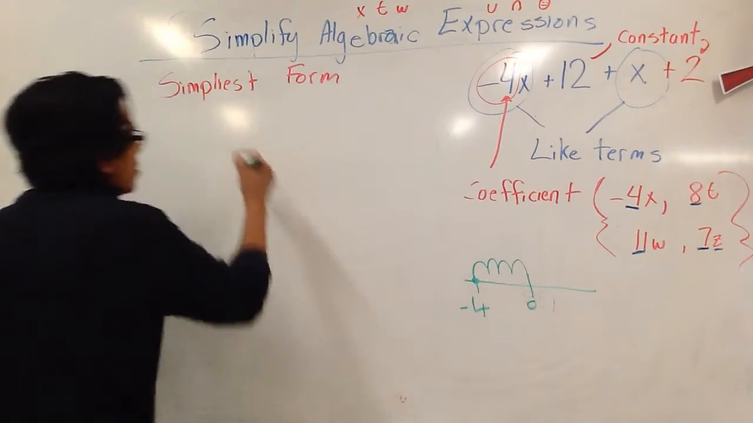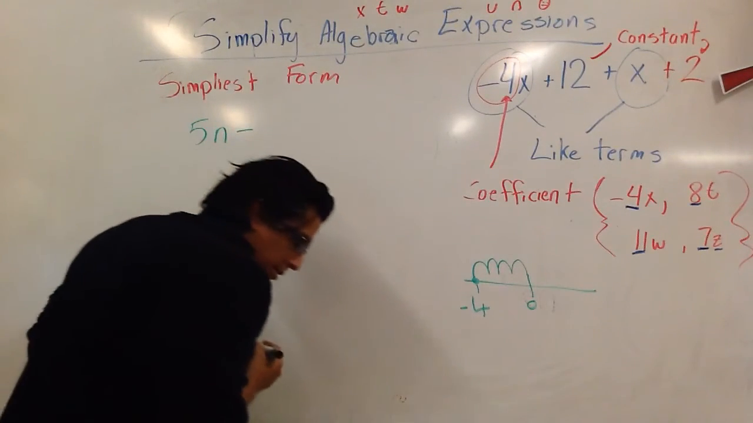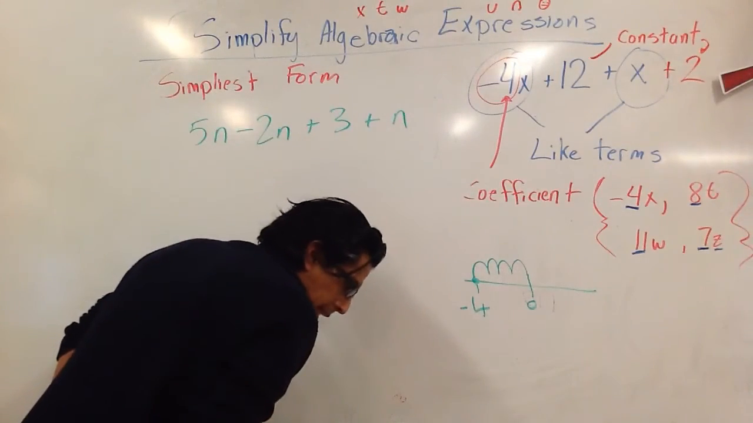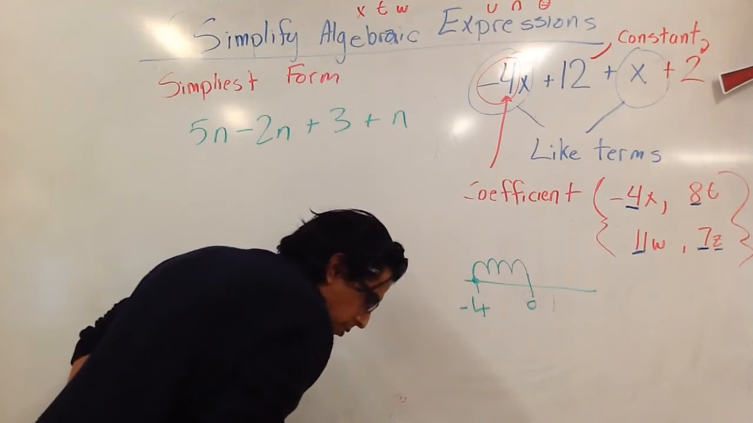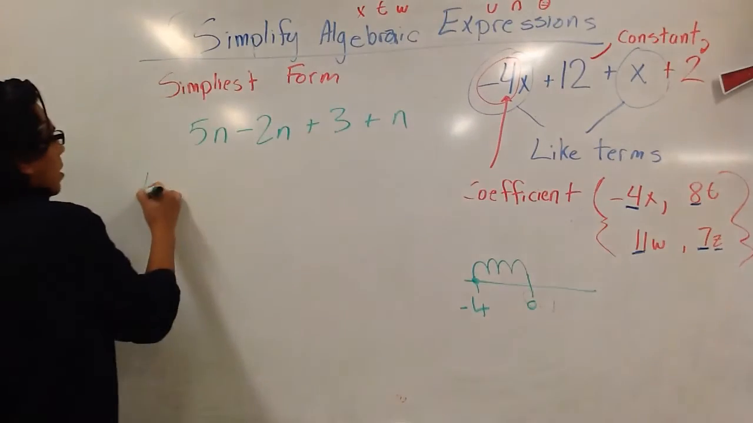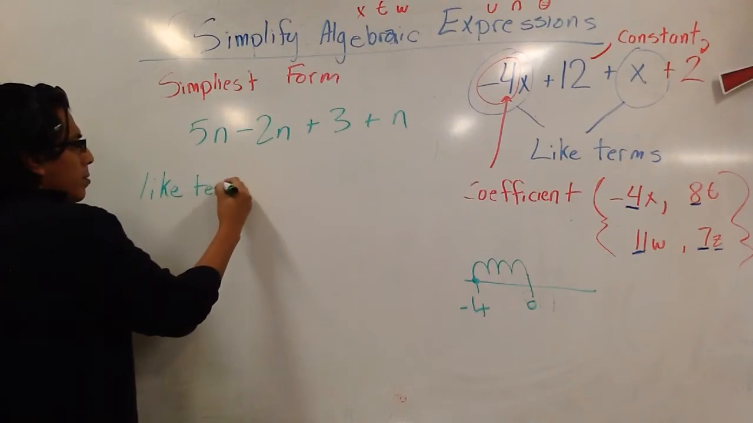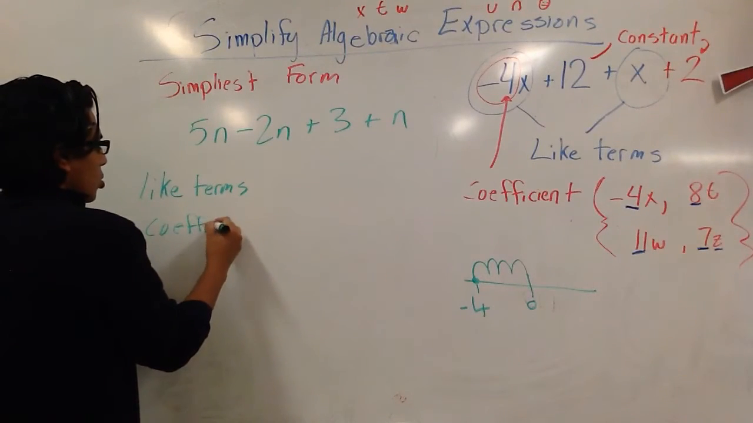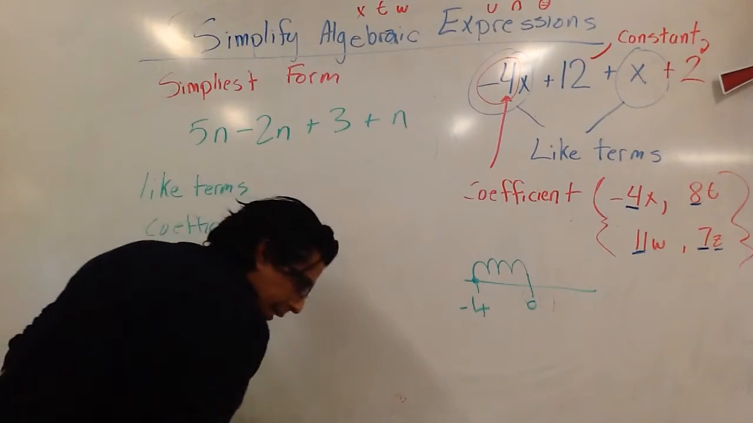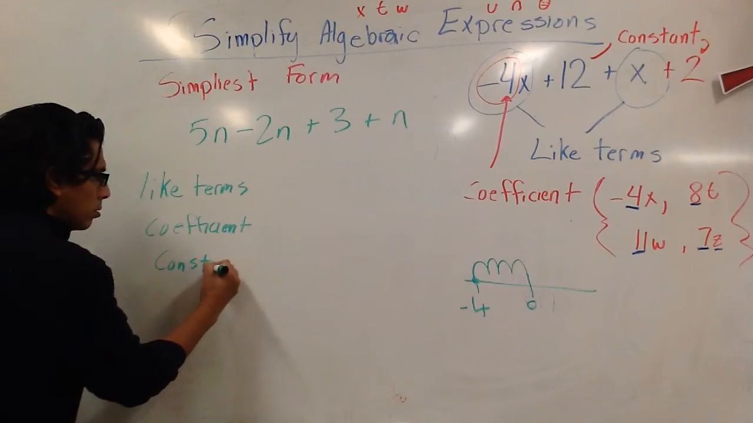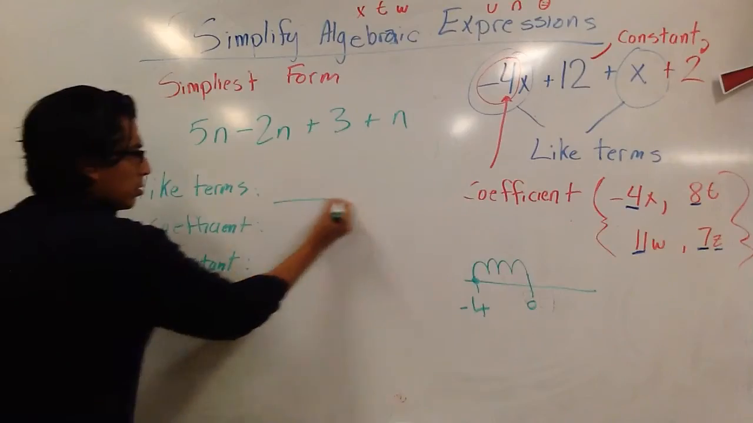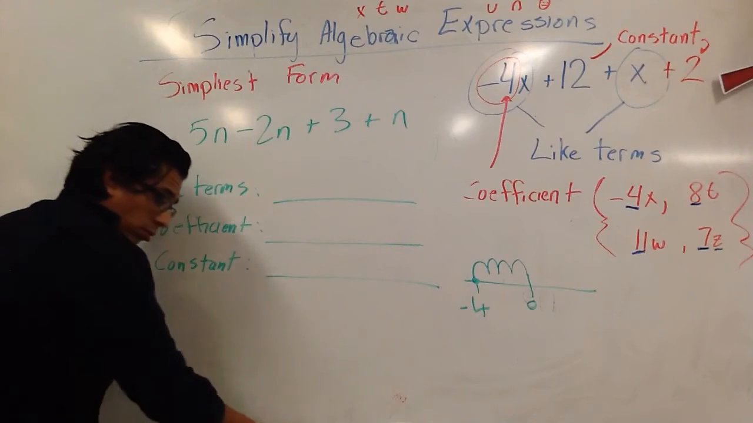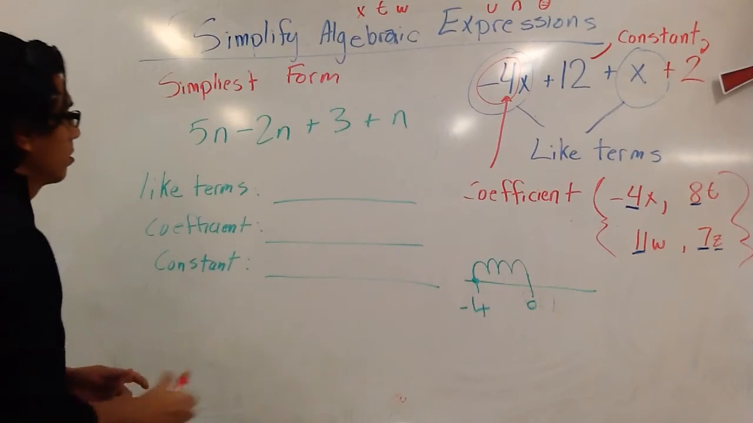All right, it says 5n minus 2n plus 3 plus n. And it asks you to identify terms. Identify the terms, like terms. What else? Coefficient and constant. See that? They want you to identify them here, so what you should do is just take it apart.